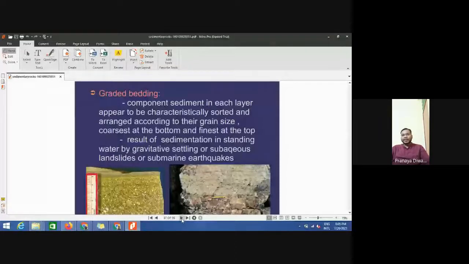A graded bedding is nothing but a component of sediment in which each layer appears to be characteristically sorted and arranged according to grain size, with the coarsest at the bottom and the finest at the top. It is the result of sedimentation in standing water by gravitative settling, or a subaqueous landslide, or a submarine earthquake.